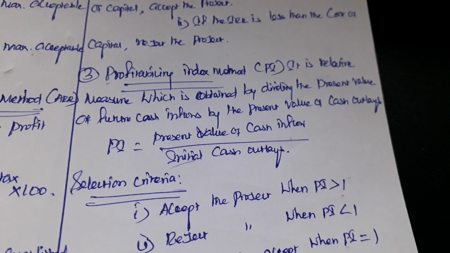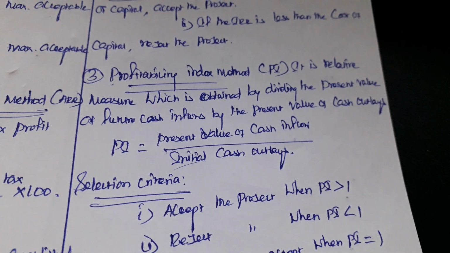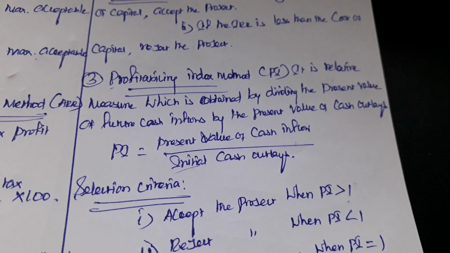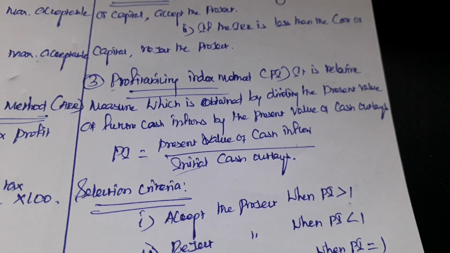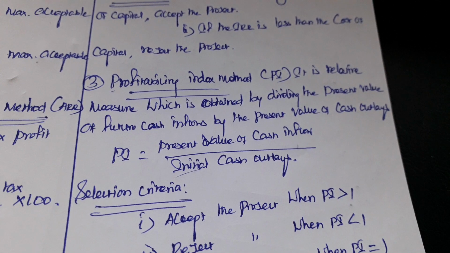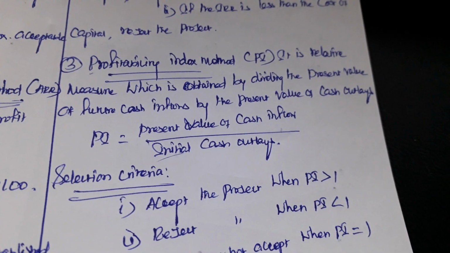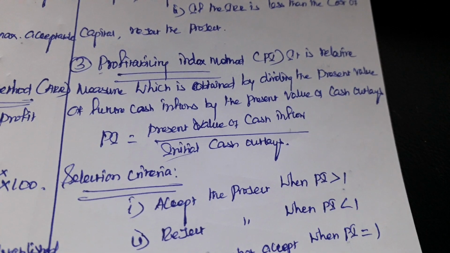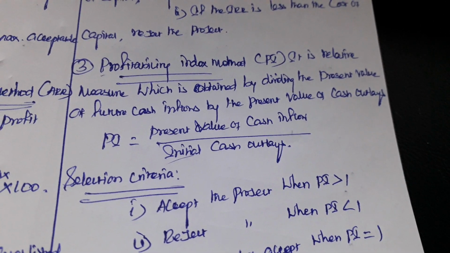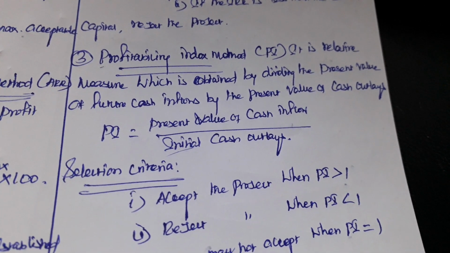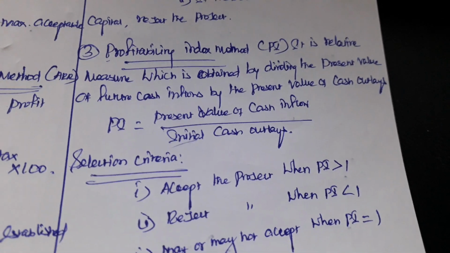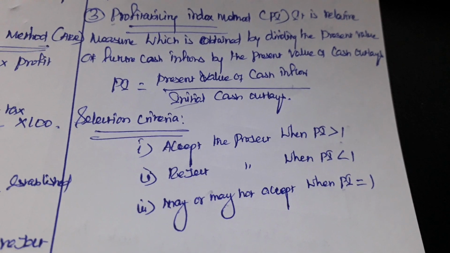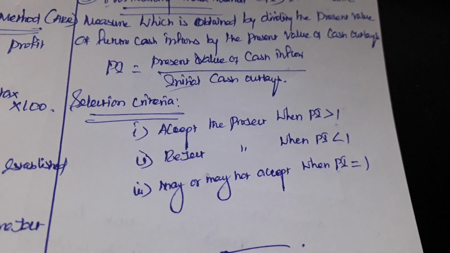Next is the profitability index method, also called PI. It is a relative measure which is obtained by dividing the present value of future cash inflows by the present value of the cash outlays. If we divide the present value of cash inflows by the initial cash outlay, we get the profitability index. It has also selection criteria.